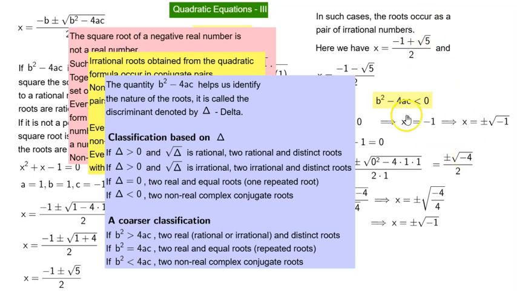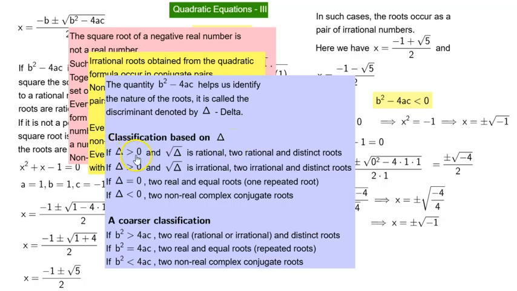So as we have seen with these examples, the quantity b square minus 4ac helps us identify the nature of the roots. It is called the discriminant, denoted by delta. And we can do the classification of the roots based on this delta.